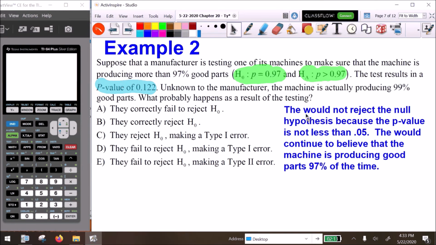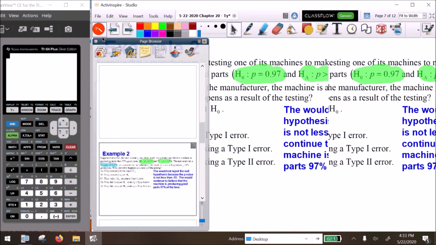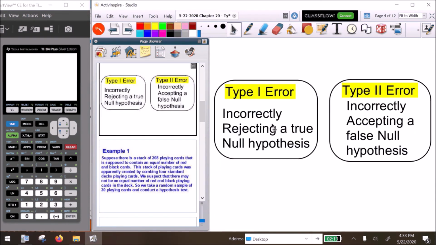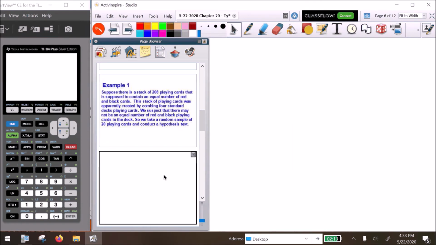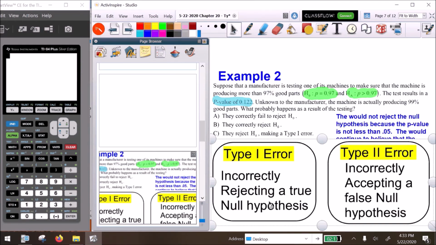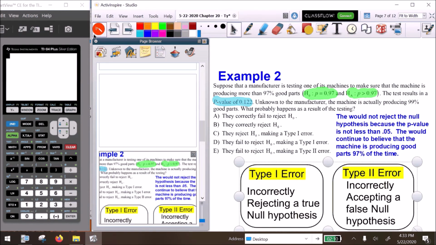And the two types of errors are type 1 and type 2. I'm going to paste the definitions in here. A type 1 and type 2 error. Here we are. So in this situation, are they making a type 1 or a type 2 error?